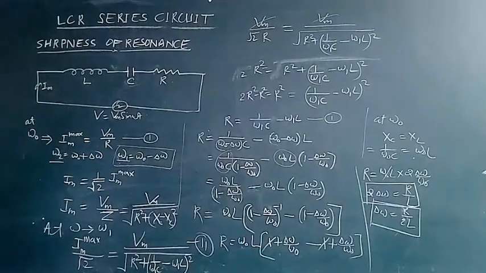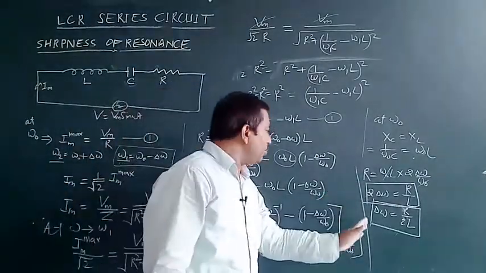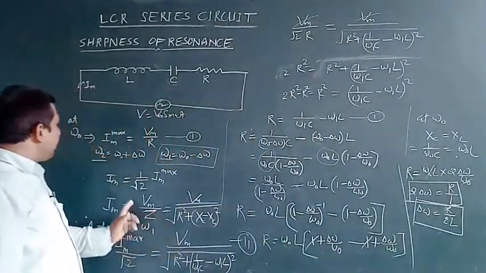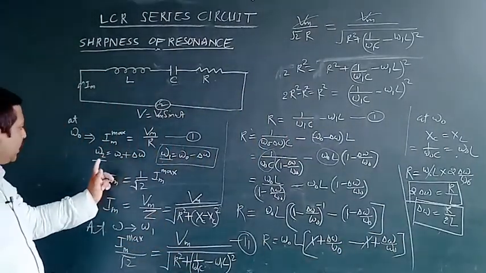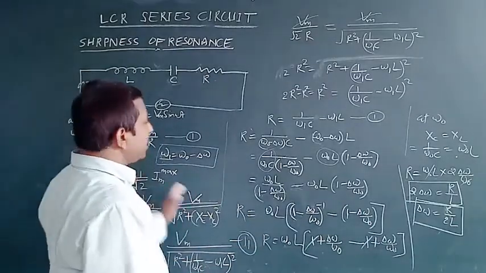Now we can easily obtain this formula, and this will be a similar formula when we put the value of omega as omega 2. So we can easily get the formula for omega 2 also.